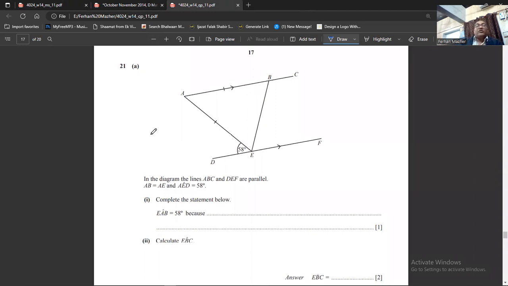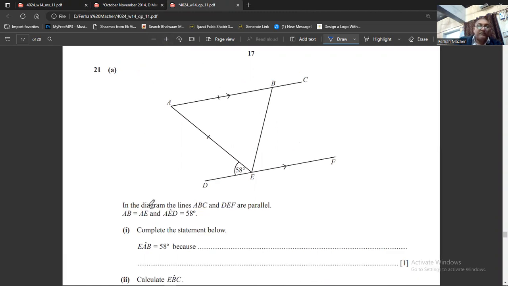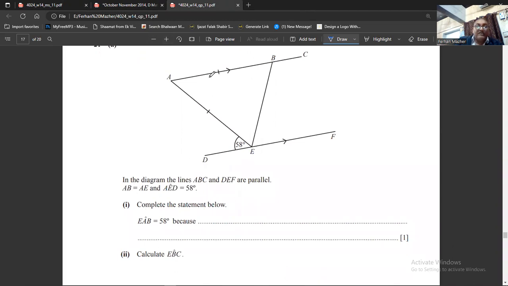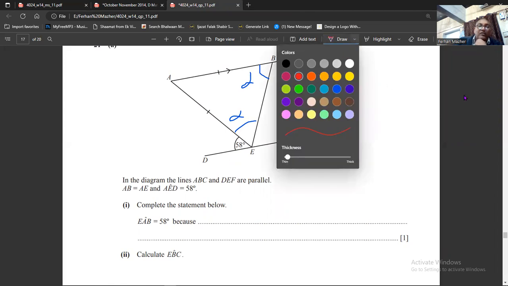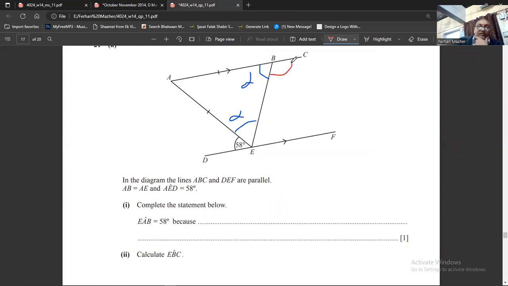Now we are going to question number 21. It says, in the diagram, the lines ABC and DEF are parallel. AB is equal to AE. It's an isosceles triangle, so this angle here and this angle here will be the same. If this is alpha, this will also be alpha. The second question is EBC, so they want me to find this angle.